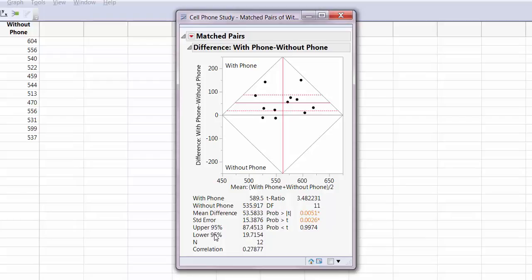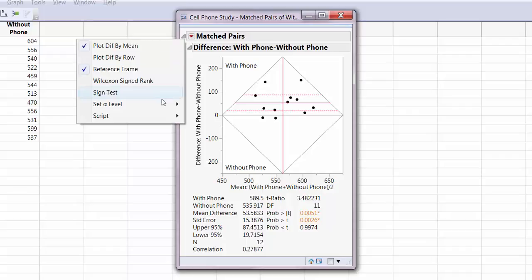And again, if you want a confidence level other than 95%, you come up to the red triangle next to Matched Pairs, and go down to Set Alpha Level. So this is how you can use JMP to analyze matched pairs data.